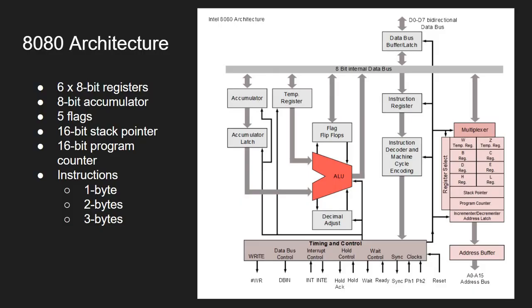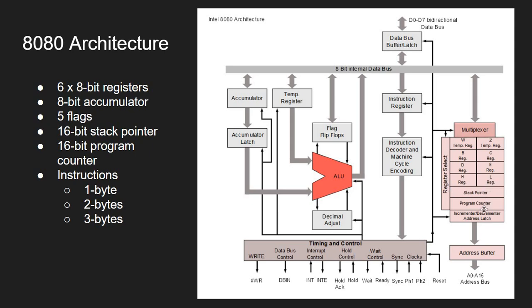So let's look a bit more at the internal architecture of the 8080. It has six 8-bit registers. You can see them here on the right side. Registers B, C, D, E, H, and L. Remember from earlier I said in some instructions these can be accessed as register pairs BC, DE, and HL. So this allows for certain 16-bit operations.